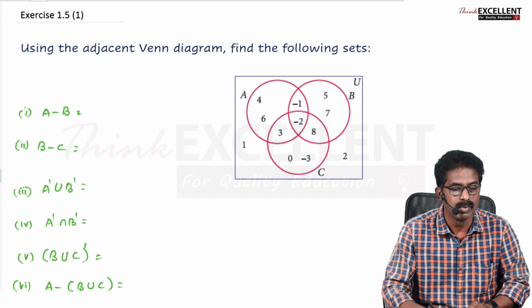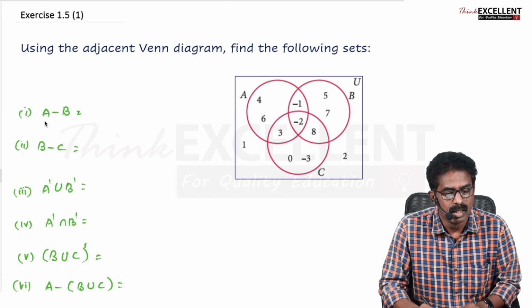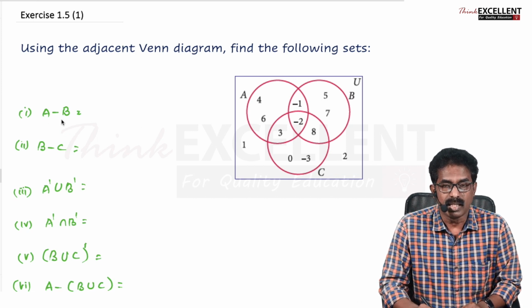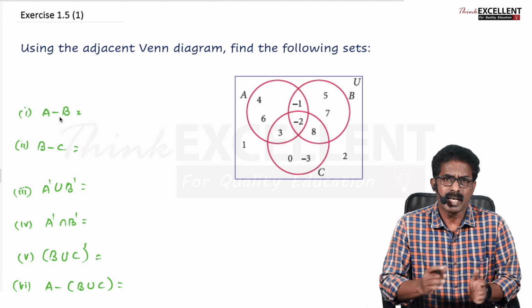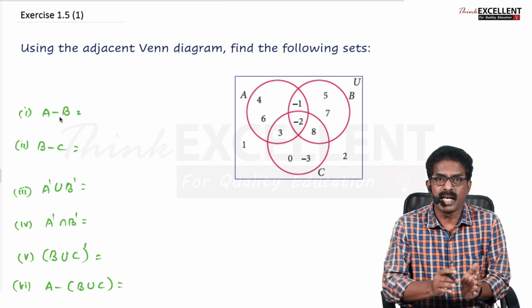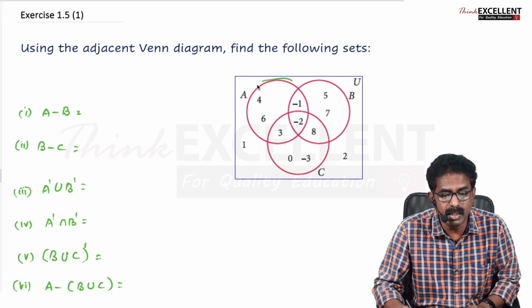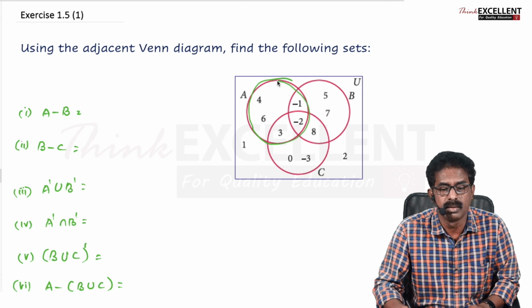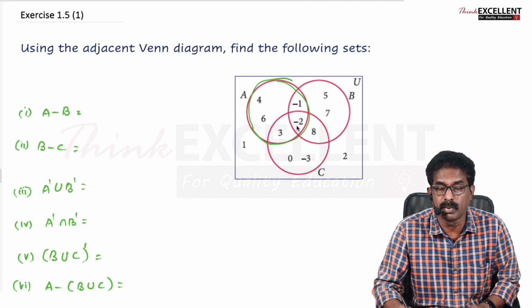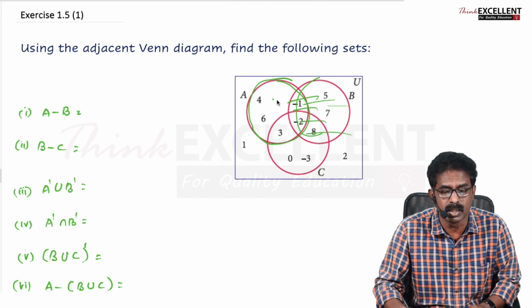So now let us see. From the diagram they asked to find, first, A difference B. A minus B. What's the meaning of A minus B? In A, but not in B. So it should be in A. It should be here only. So 4, 6, 3, -1, -2, but not in B. So don't take these elements, okay? Only these three you should take.